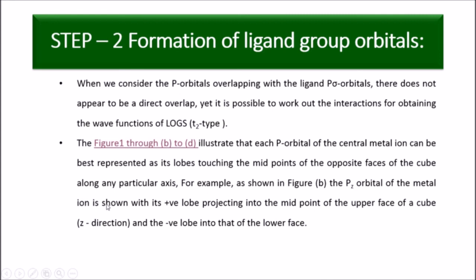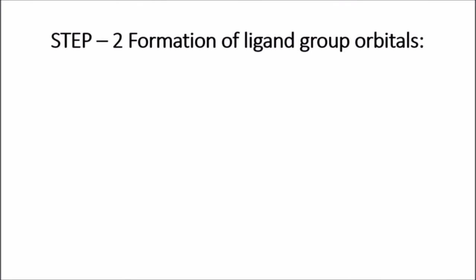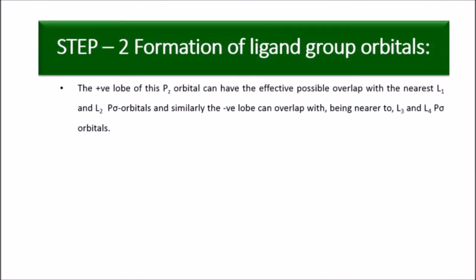It is shown in figure B that the pz orbital of the central metal ion has the positive lobe projecting into the midpoint of the upper face of the cube, that is the z direction, and the negative lobe into the lower face of the cube. That way the orientation of the pz orbital is there, as you can see in the figure. The positive lobe of the pz orbital can have effective overlap with the nearest L1 and L2 p sigma orbitals.